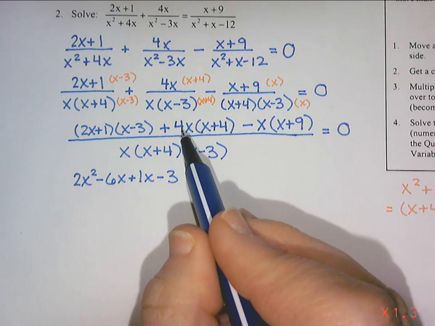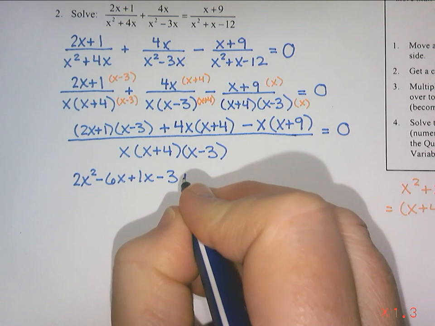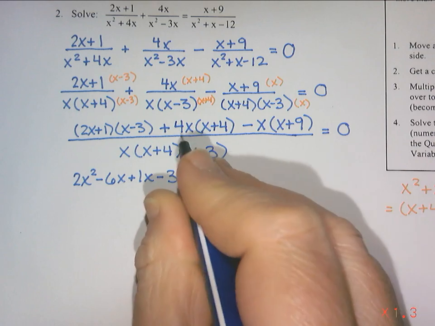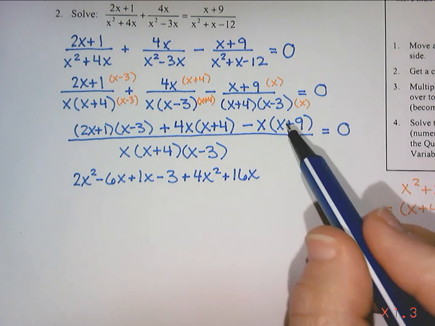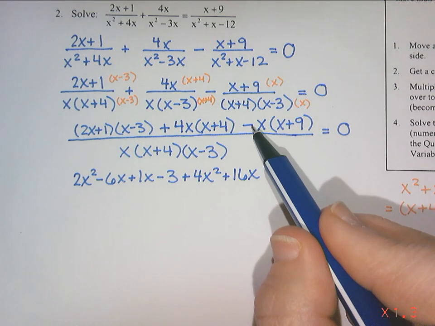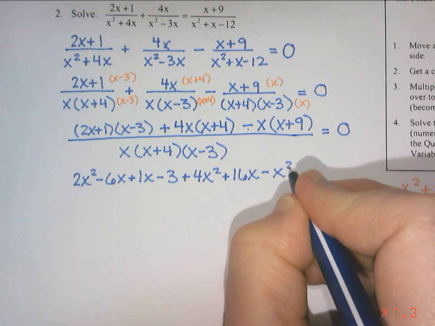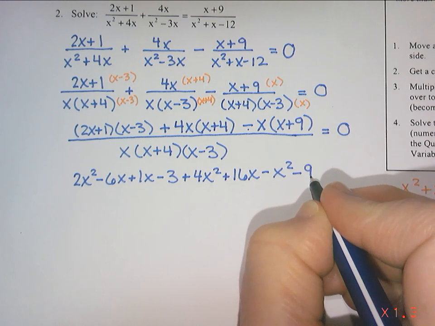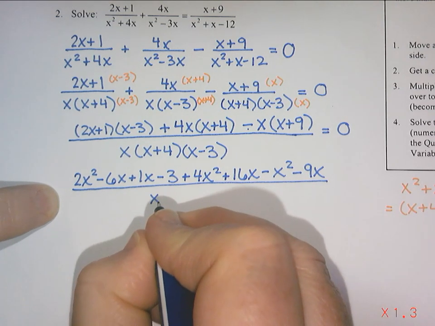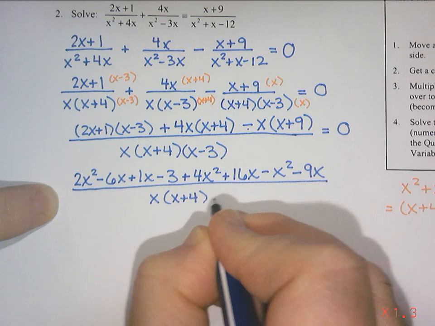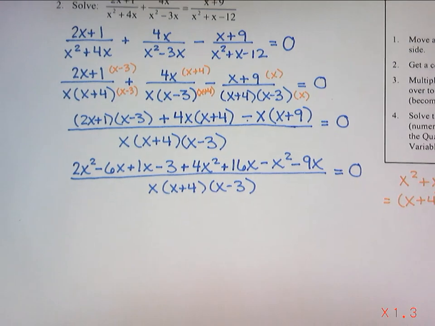When I go to multiply the next part, we are multiplying by positive 4x. So 4x times x is 4x squared. And then 4x times 4 is 16x. The last one, we are multiplying not just by x, but by negative x. So negative x times x is negative x squared, and negative x times 9 is negative 9x. And we are not doing anything to the denominator. So this is x, x plus 4, x minus 3. And it still equals 0 on the other side.